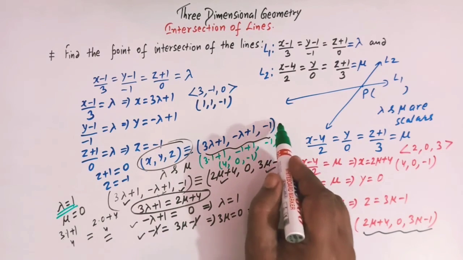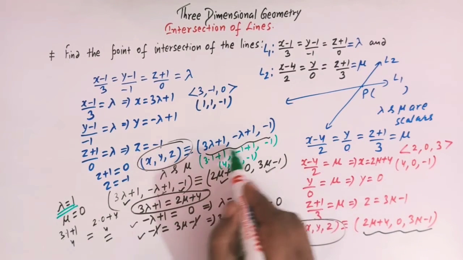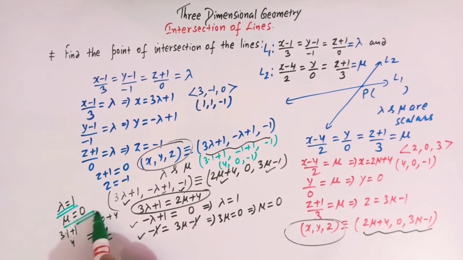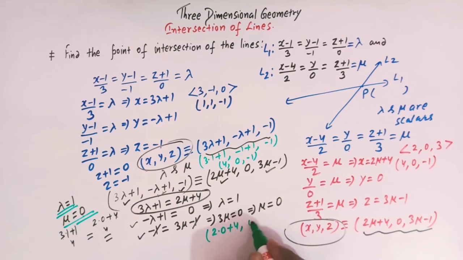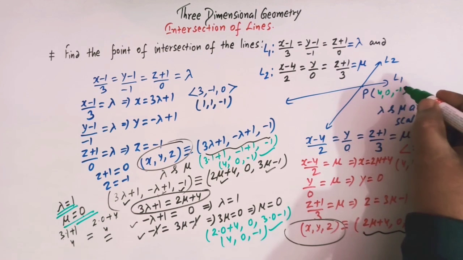So either we can find out the coordinates of this point P by taking lambda is equal to 1 in this coordinate, or we can take mu is equal to 0 in this coordinate, right? So here if we take mu is equal to 0, see what we will get. We'll get 2 times 0 plus 4, then we have here 0, and here we have 3 times 0 minus 1, and this is 0 plus 4, that is 4, this is 0, and this is minus 1. So we again get the same coordinates. So the coordinates of this point P are 4 comma 0 comma minus 1, right?